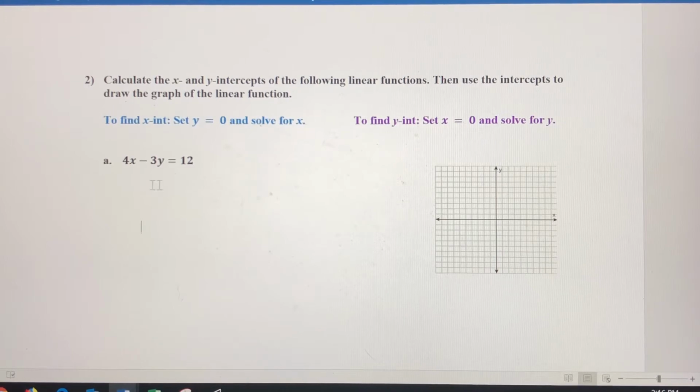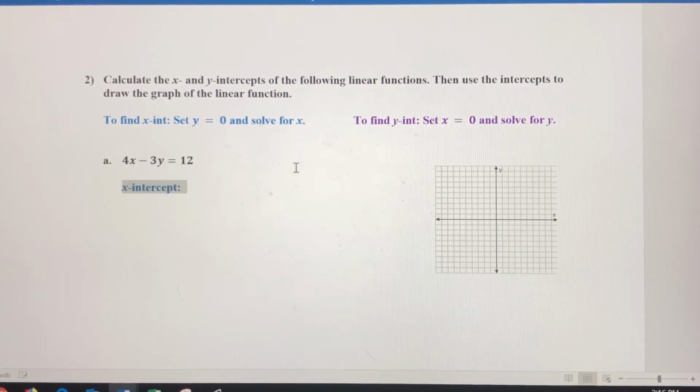So our first equation: 4x minus 3y equals 12. Notice it's in standard form. Remember, ax plus by equals c. I said ax plus by, but it can be minus. We would just say that b was negative 3. So in standard form, a is 4, b is negative 3, and c is positive 12. Notice those are all integers. So this is considered standard form.